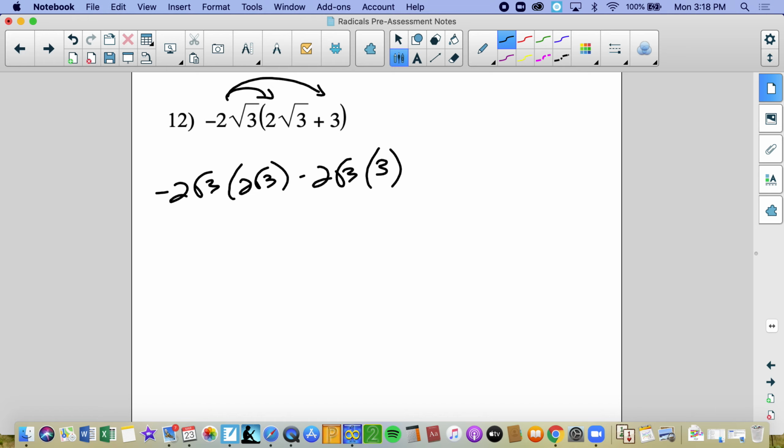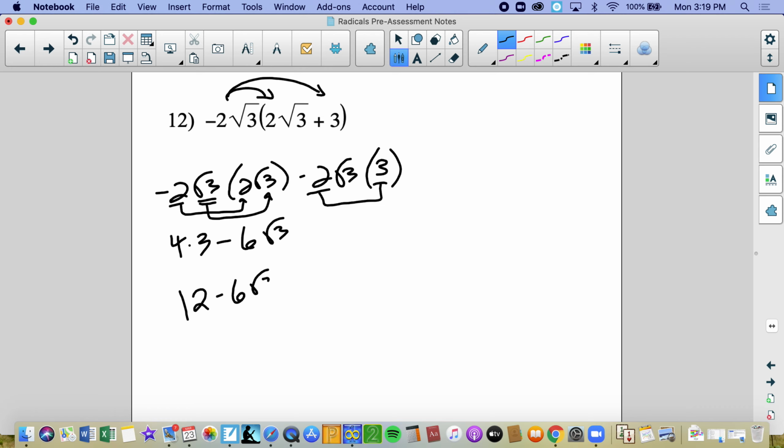So outside with outside is negative 2 times 2 gives me 4. And then we're going to do rad times rad, which gives me 3. Rad 3 times rad 3. And then we have outside with outside. So that's negative 6 rad 3. So my answer is 12 minus 6 rad 3.